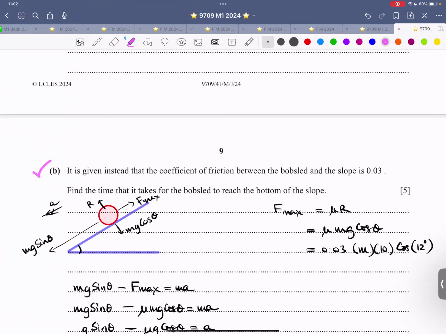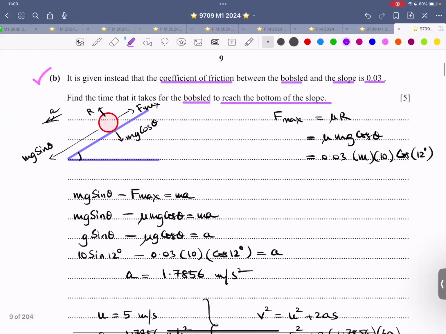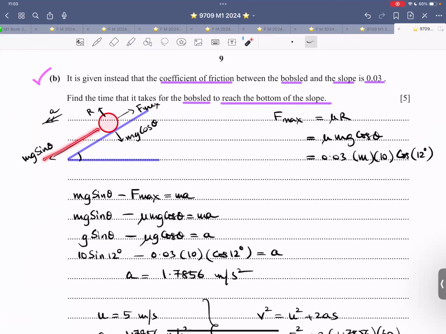It is given instead that the coefficient of friction between the bobsled and the slope is very small, 0.03. Find the time it takes for the bobsled to reach the bottom of the slope. Now, it's always a good idea to draw a diagram. That is mg sine theta, F max parallel to the surface. F max always opposes motion. R is mg cosine theta. Acceleration is downward. F max is mu R. R is mg cos theta.